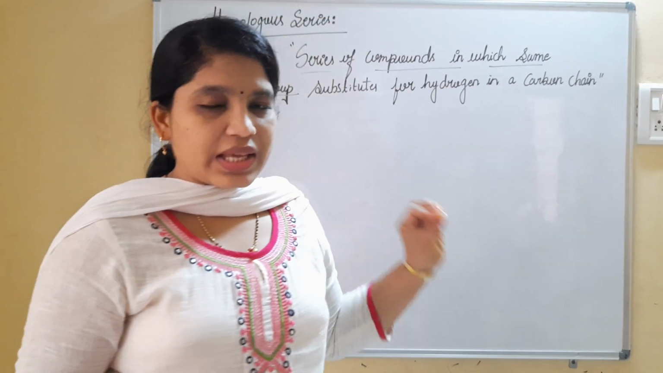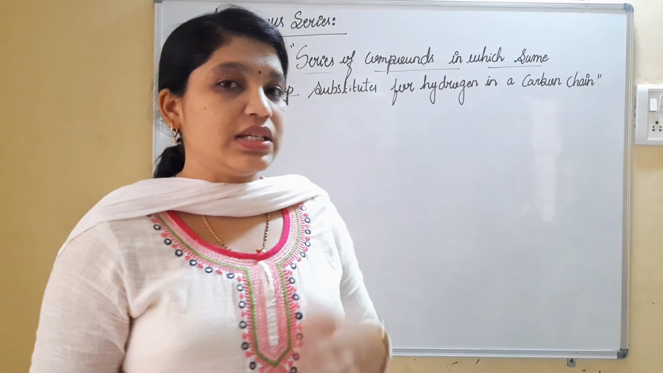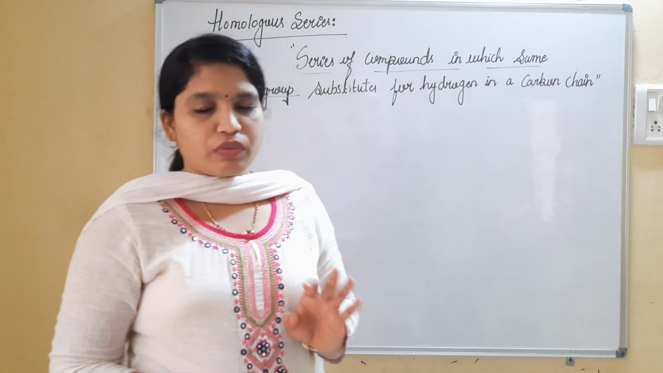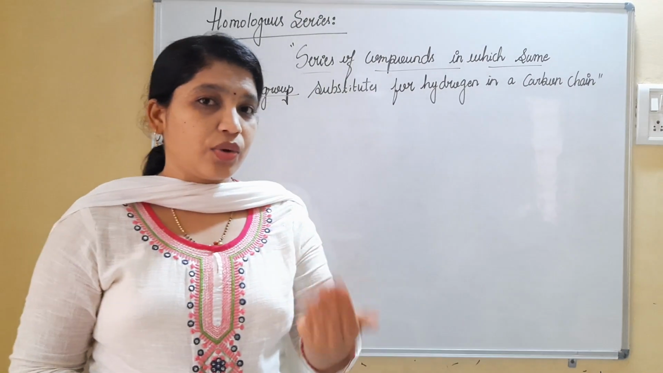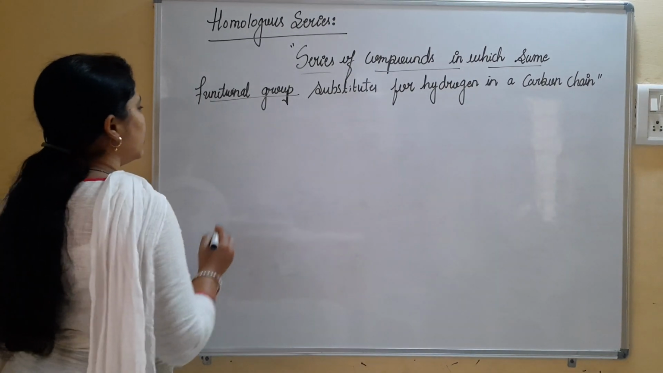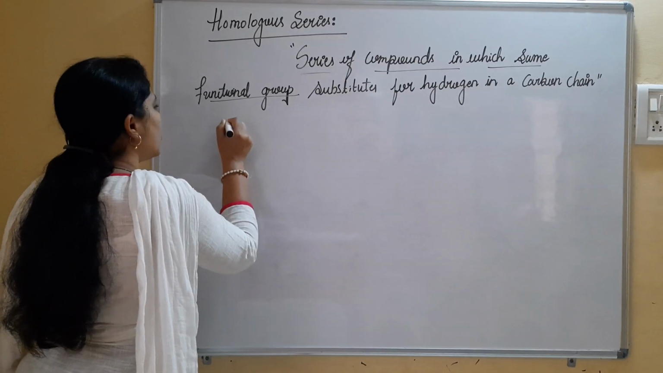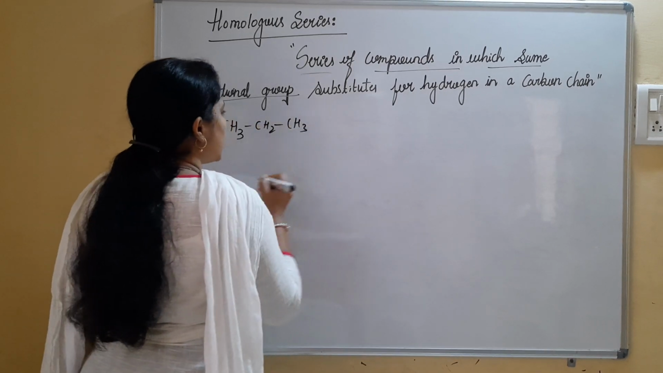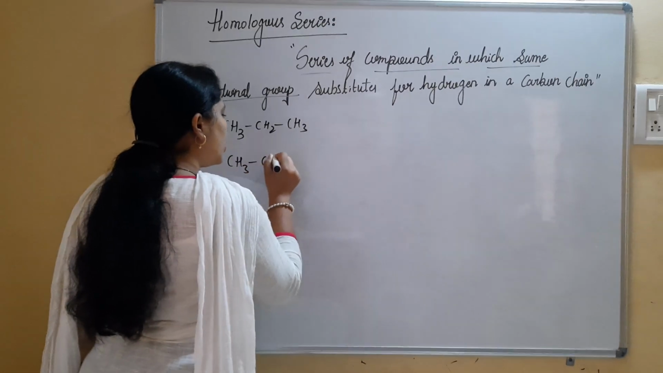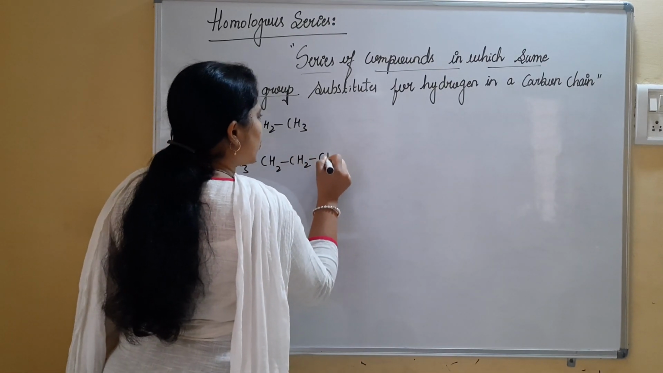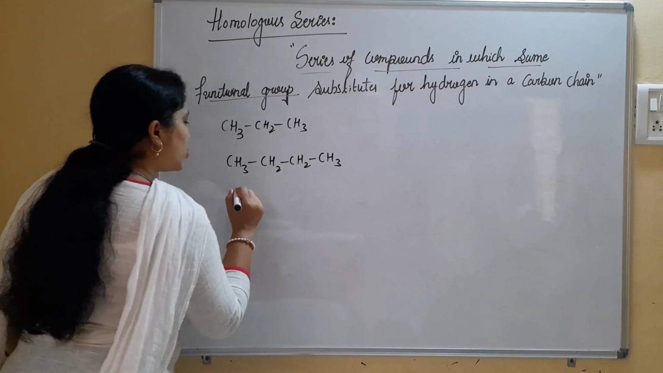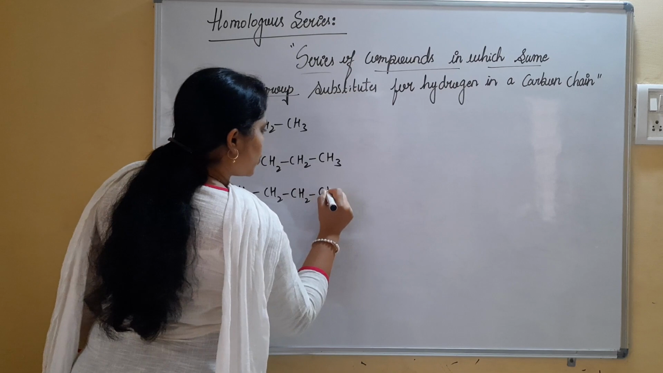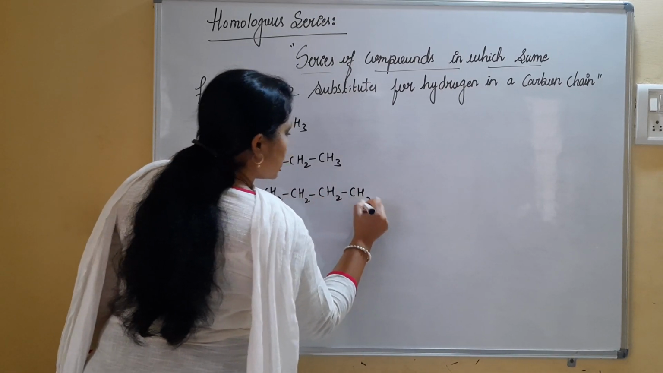I'll tell you each and every point of this one in detail. So listen to me very properly. Leave out this definition. Don't worry about this definition. Let us go with the examples. So you can see here, I have the example of CH3, CH2, CH3. Then I have CH3, CH2, CH2, CH3. Agree? So now similarly CH3, CH2, CH2, CH2 and CH3.